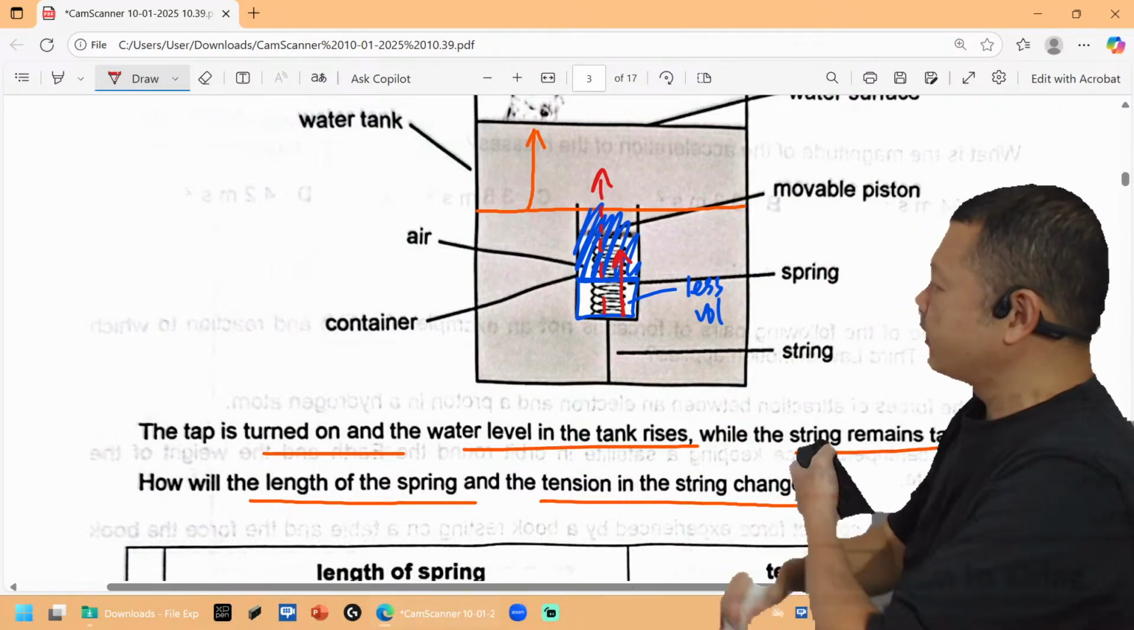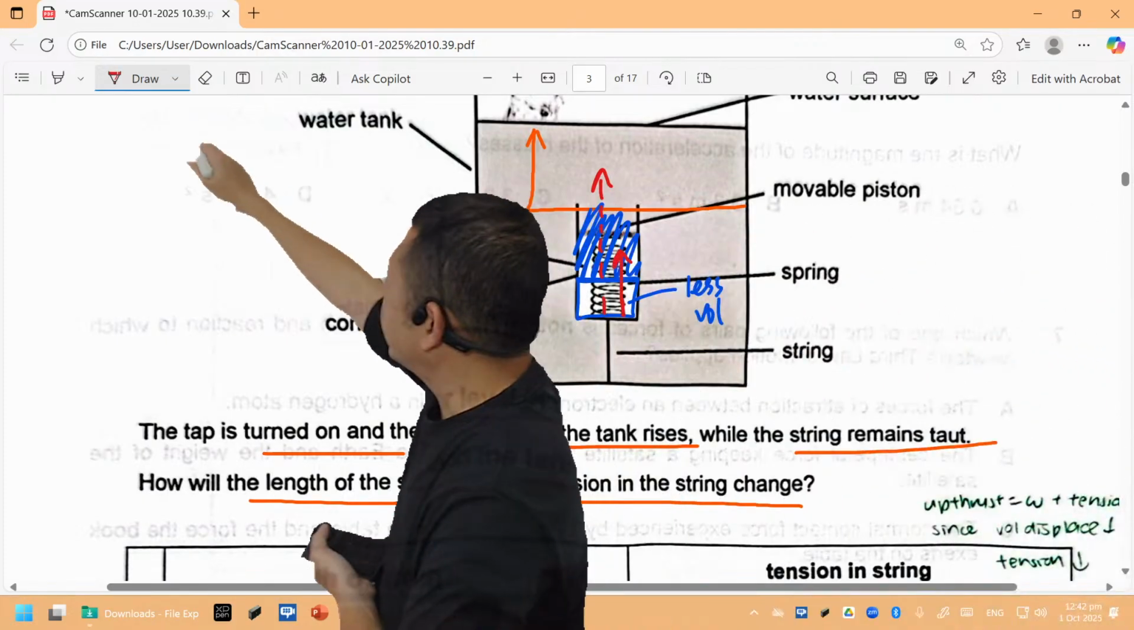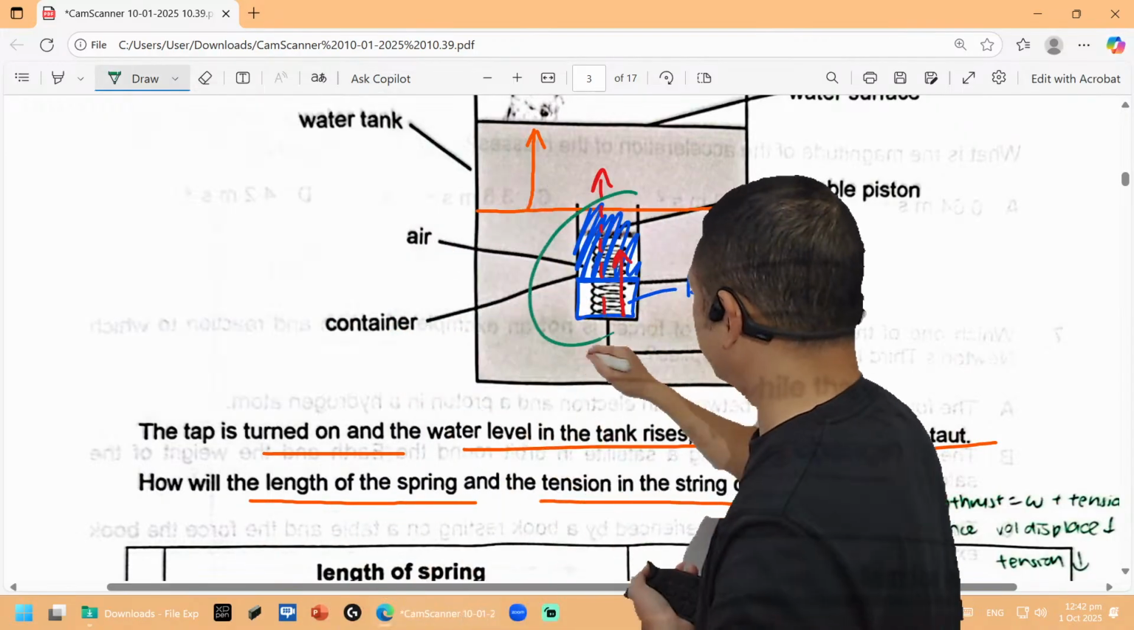Okay? So then you have to look at the container as a whole. You have to look at this container as an object.